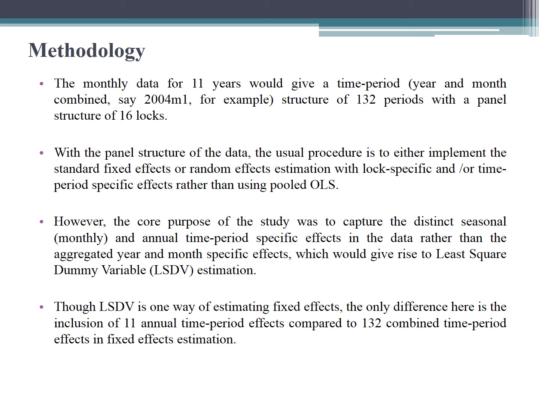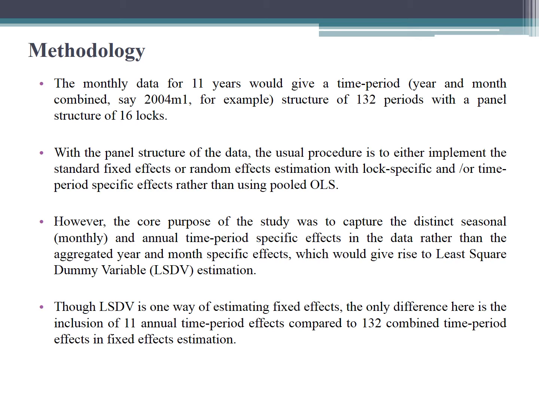So the methodology: we have monthly data of 11 years from 2004 to 2014, and since it is monthly data we have 132 time periods with a panel structure of 16 locks. 16 locks means we are selecting 16 out of 29 locks on the upper Mississippi River.